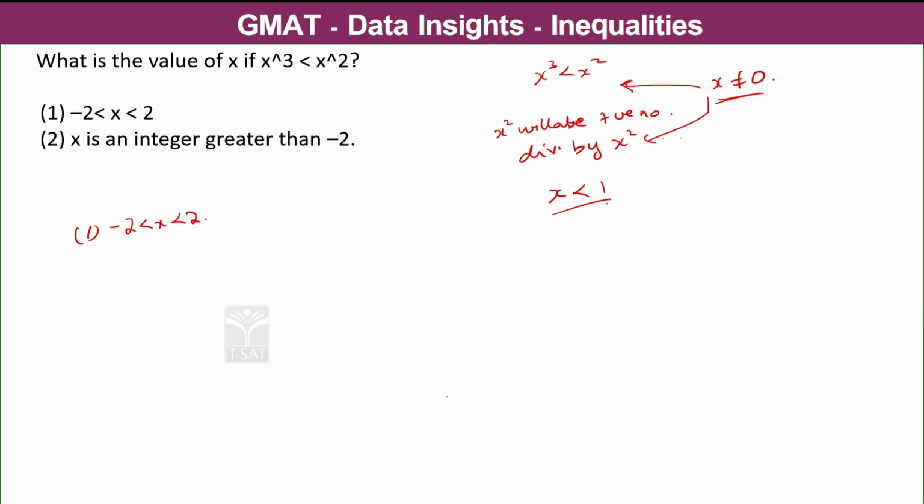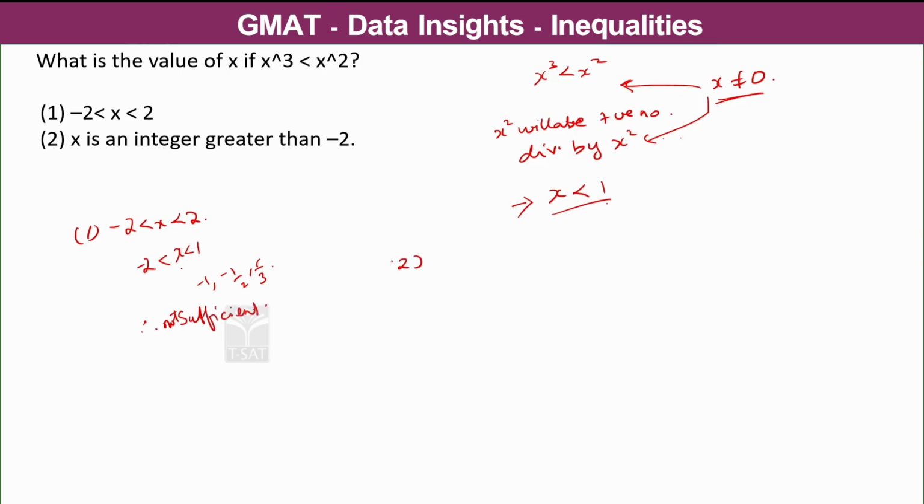So, what does that mean? x can be anything from minus 2 to 2. Can you find the value of x from that? We know from the main question that x will be less than 1. So, x can be anything between 1 and minus 2, any number. It can be minus 1, it can be minus half, it can be 0, no, it cannot be 0, it can be 1 by 3, it can be anything. Therefore, this information is not sufficient to answer the question.